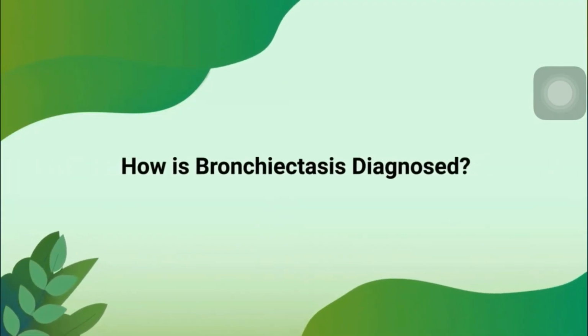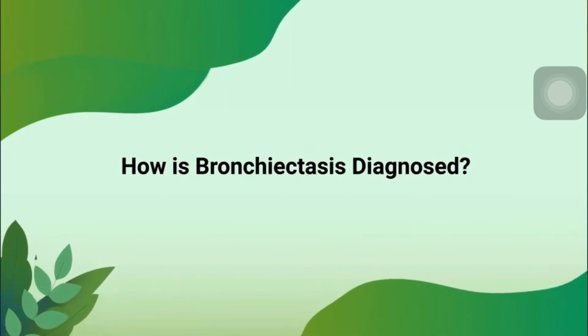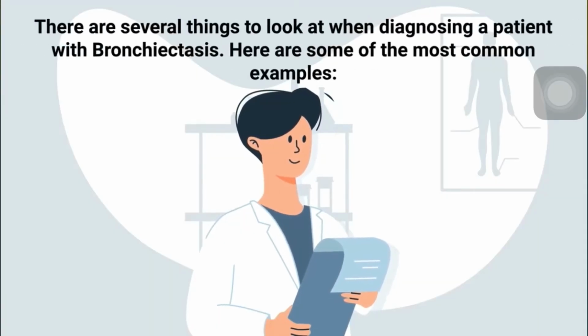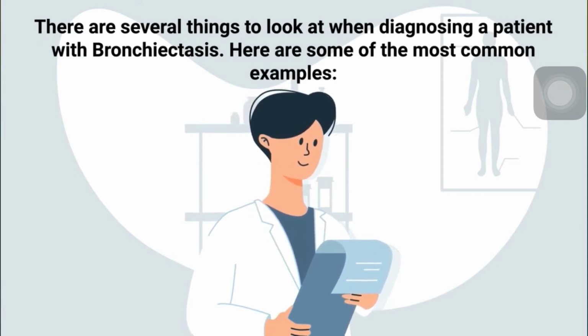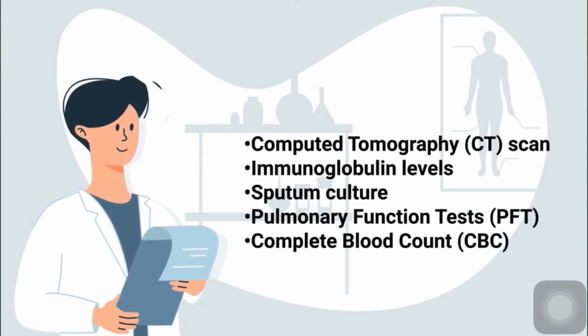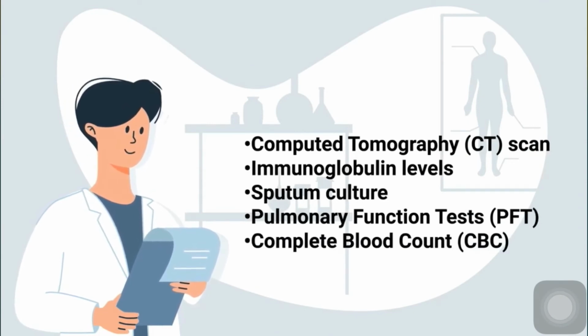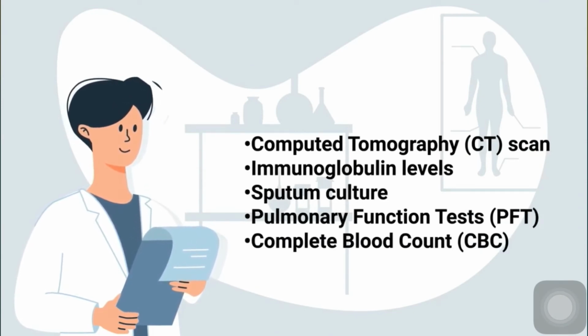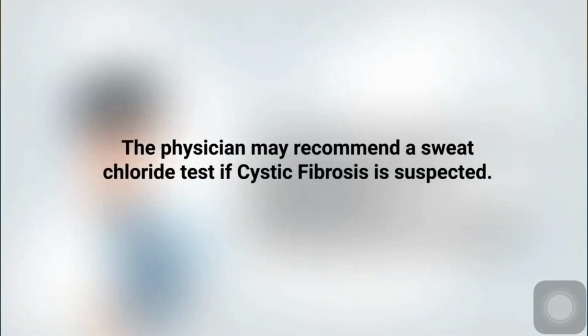So how is bronchiectasis diagnosed? There are several things to look at when diagnosing a patient with bronchiectasis. Here are some of the most common examples. You will need to look at their CT scan, immunoglobulin levels, sputum culture, pulmonary function test, and a complete blood count. The physician may recommend a sweat chloride test if cystic fibrosis is suspected.